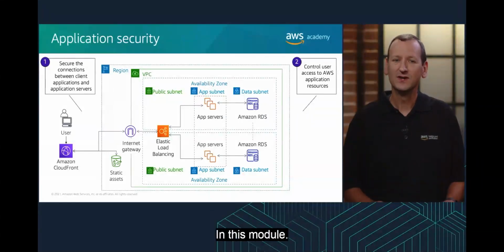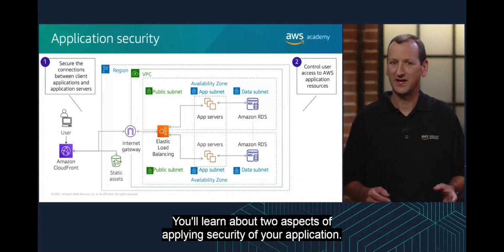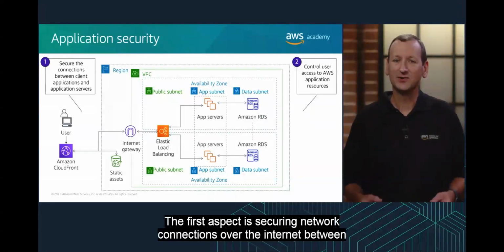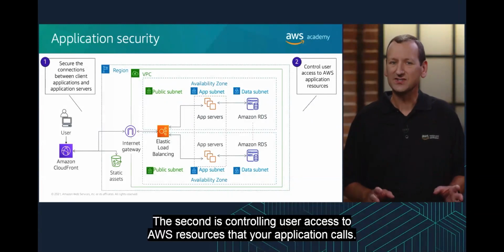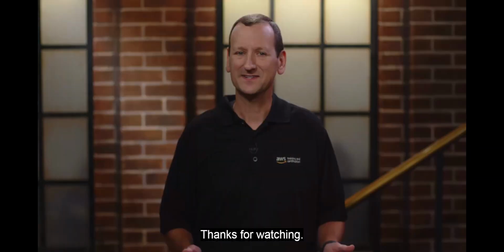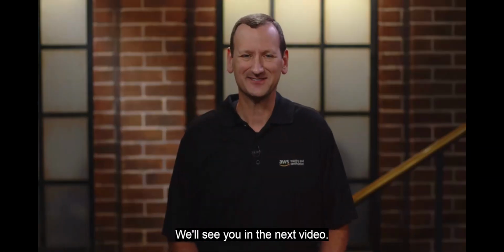In this module, you'll learn about two aspects of applying security of your application. The first aspect is securing network connections over the internet between application clients and the servers hosting your application. The second is controlling user access to AWS resources that your application calls. Thanks for watching. We'll see you in the next video.